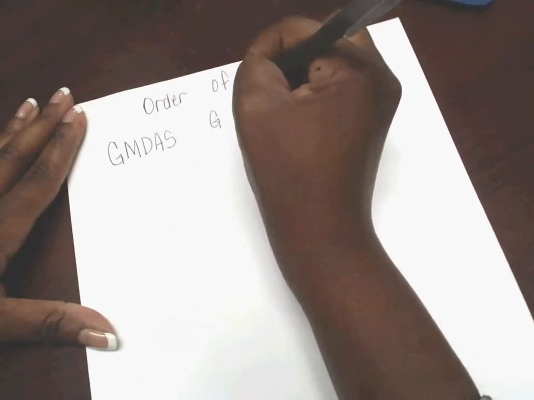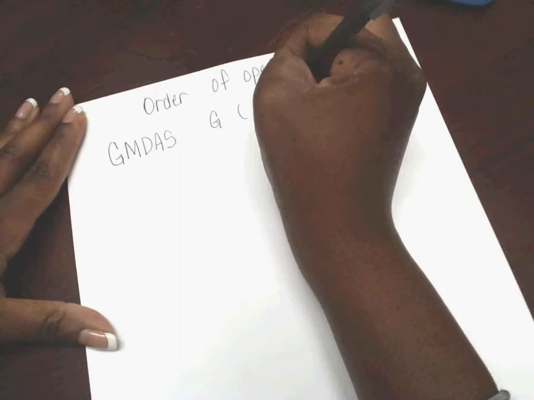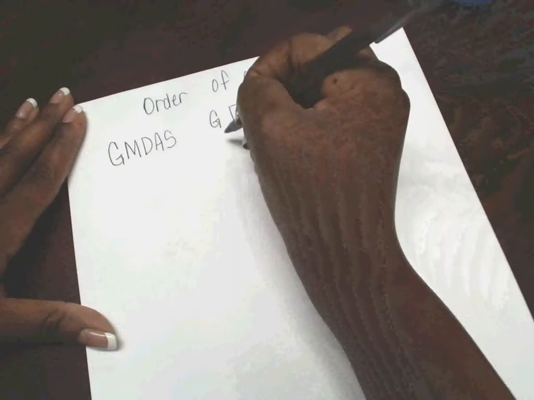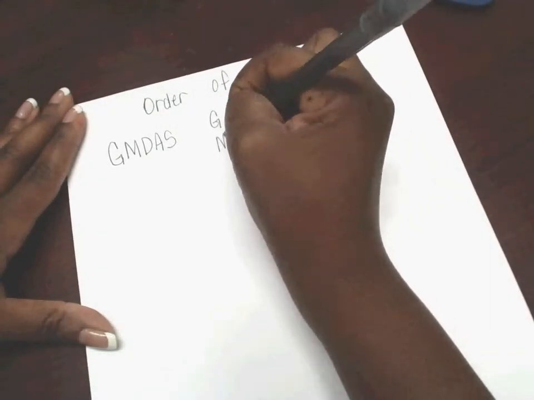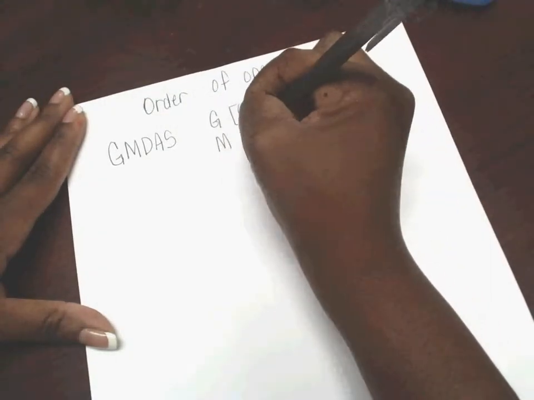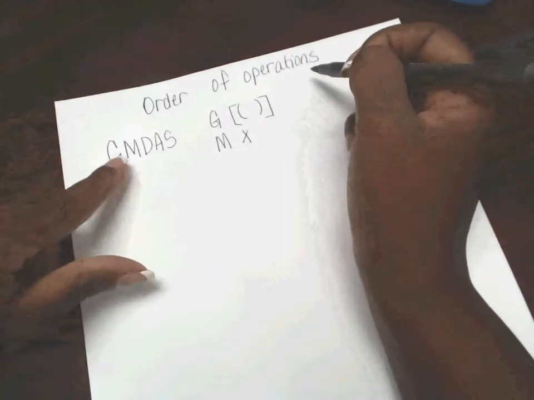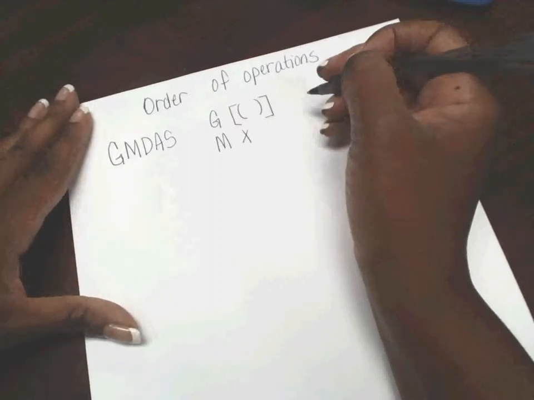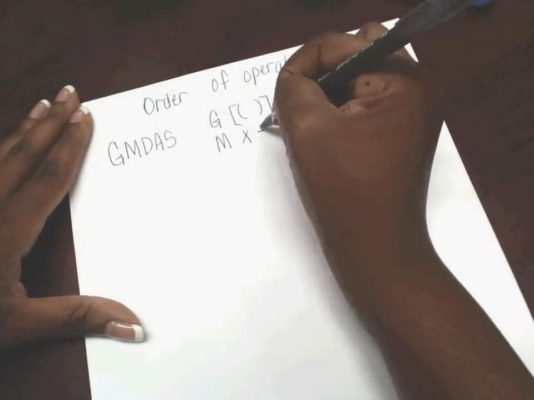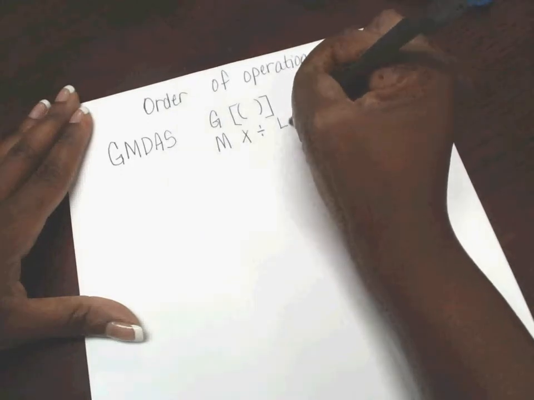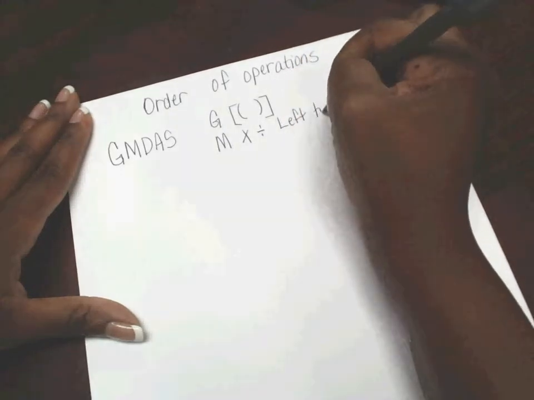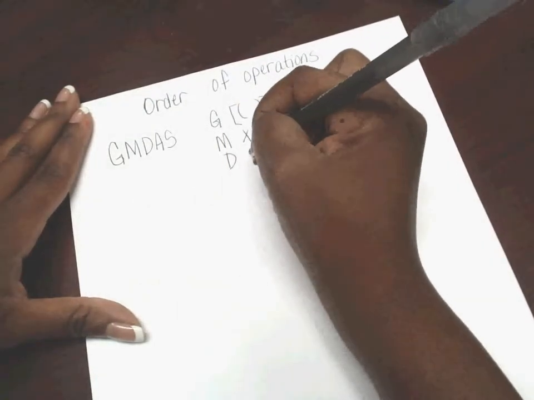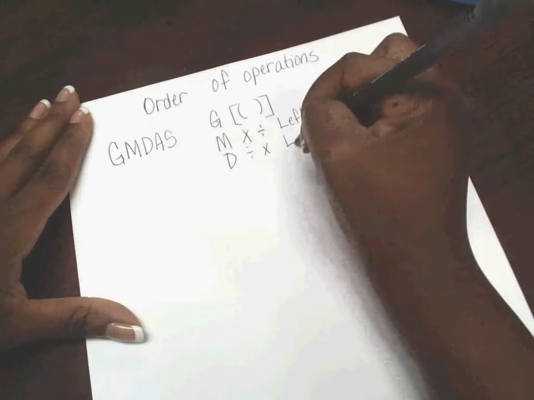The G would be groups, and that is your parentheses and your brackets. Later on, you'll learn that there are some other grouping symbols. And then M is multiplication. Now, when you see multiplication, it's always going to be multiplication or division, left to right. So I'm going to put this, multiplication or division, left to right. Division or multiplication, left to right.